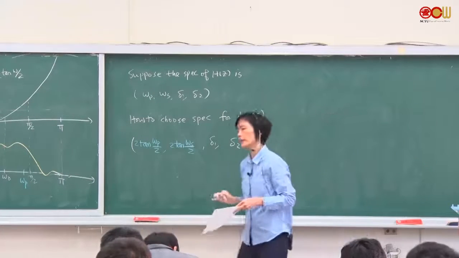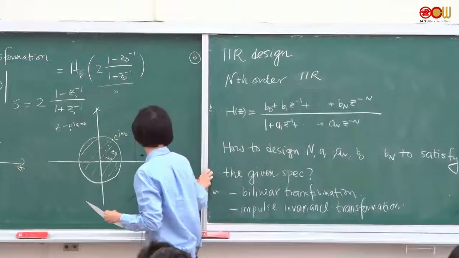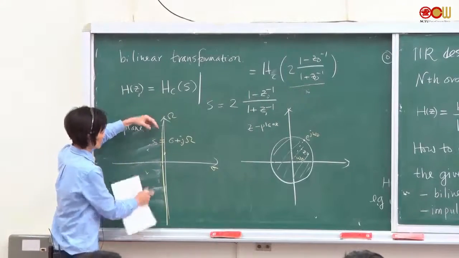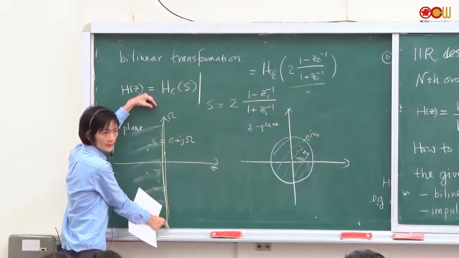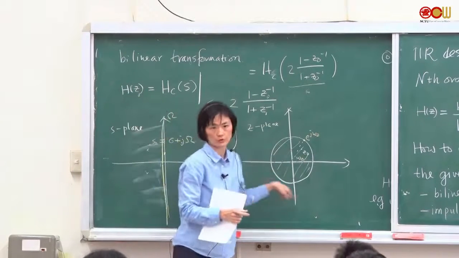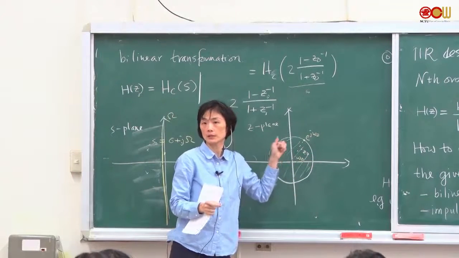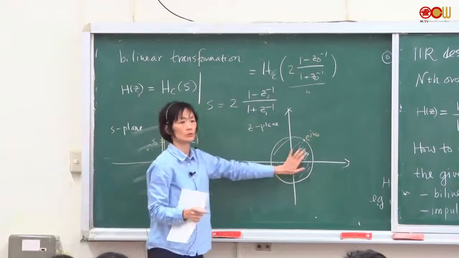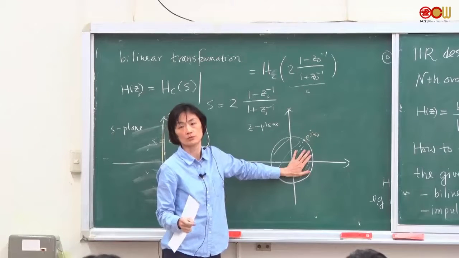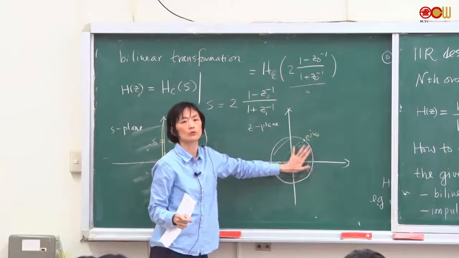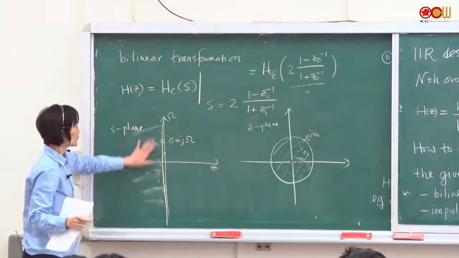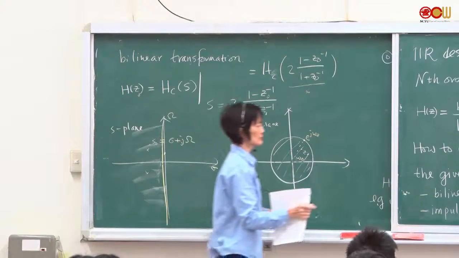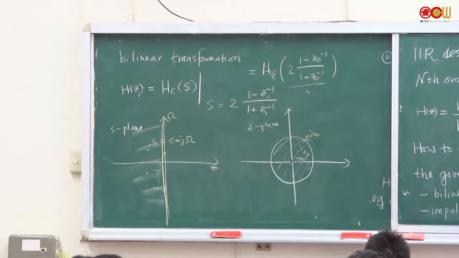Now we just need to take care of the stability stuff. Now we know that the mapping of the linear transformation is such that the imaginary axis is mapped to the unit circle. Now we still need to make sure that the left-hand plane is mapped to inside the unit circle, or the inside of the unit circle corresponds to points on the left-hand side of the S-plane. Okay, so that's the last thing that we need to do.